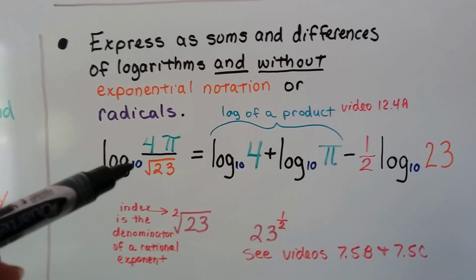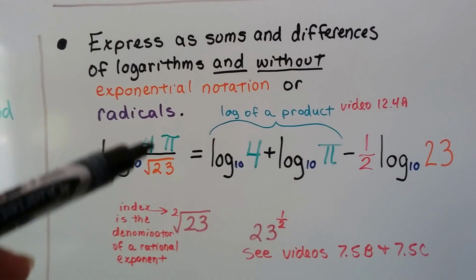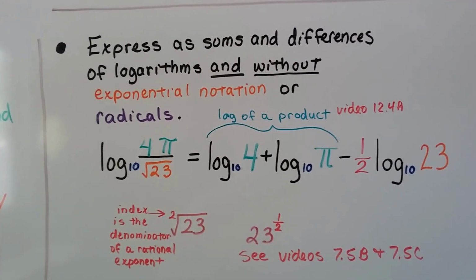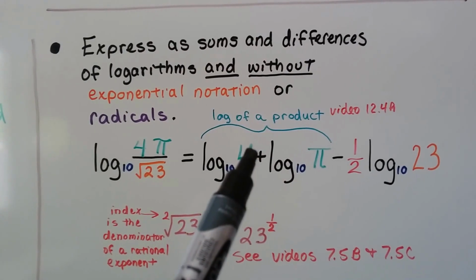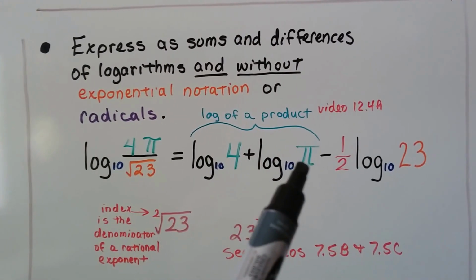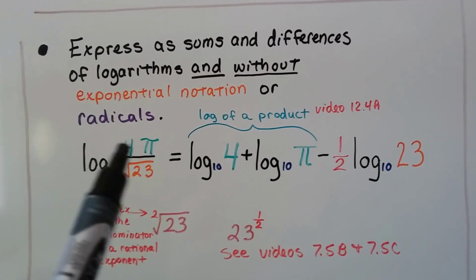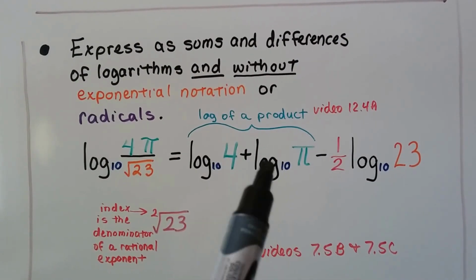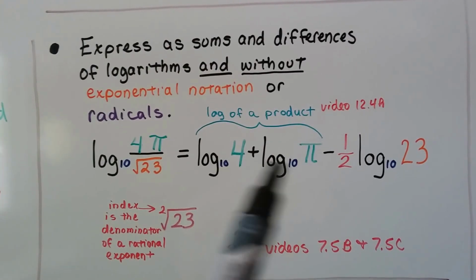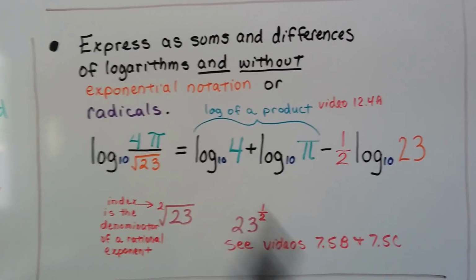We have log base 10 of the quotient of 4 pi and the square root of 23. That's going to equal log base 10 of 4 plus log base 10 of pi, because these are being multiplied together, right? And we did log of a product in video 12.4a. It's the sum of the addends. That's the log of a product.